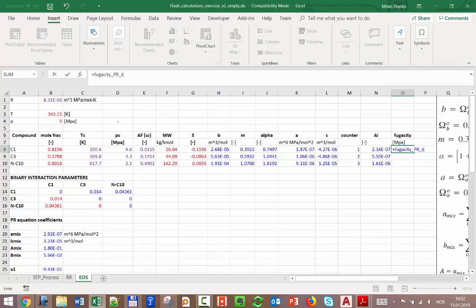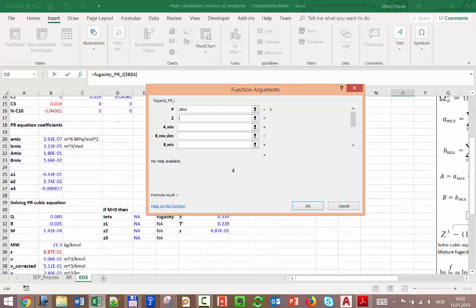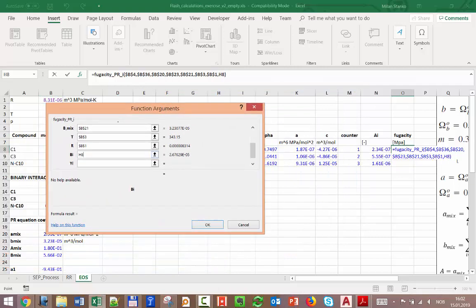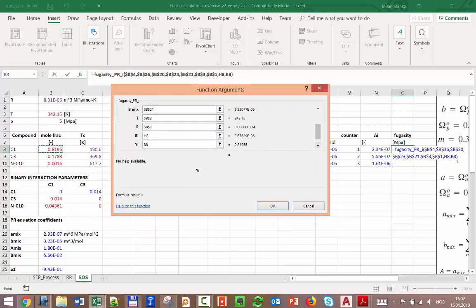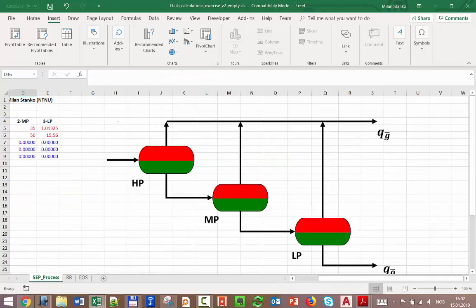Fugacity Peng-Robinson for the single component, and I have to put a bunch of things here. Pressure, I block it; temperature, I block it. A of the mixture, this guy, B of the mixture, dimensionless. Bi is this guy, the composition, and Ai. So that gives me the fugacity. It is an energy, but it's in units of pressure. 388, 599, and 190. That's the gas that's just leaving the first stage separator.